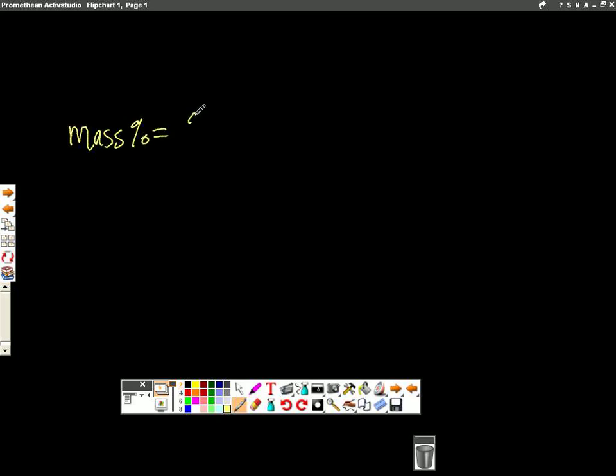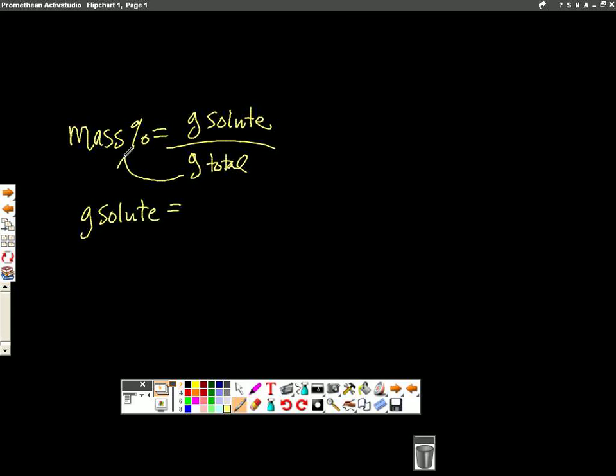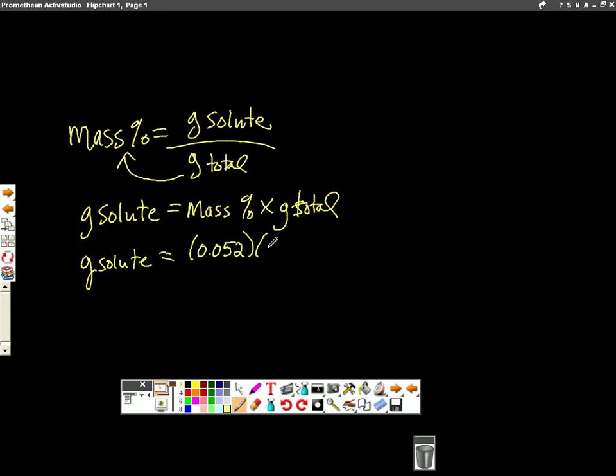So problem number 8. We know that mass percent, again, is the grams of solute divided by the grams total. And what we're looking for are the grams of solute. I'm going to rearrange this algebraically. The grams of solute is the mass percent times the grams total. We're going to do each of these individually. We're going to take the percentage and change it into a non-percent. So we're going to do 0.052 times 93 grams.